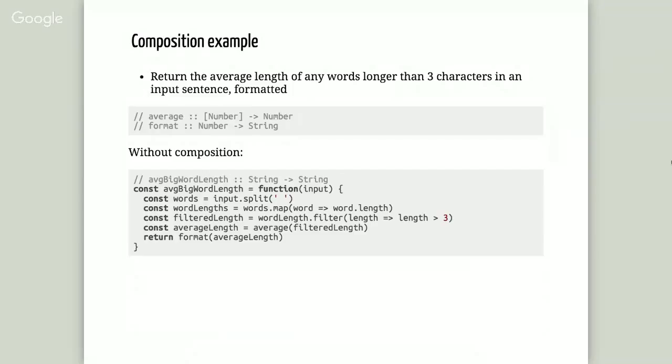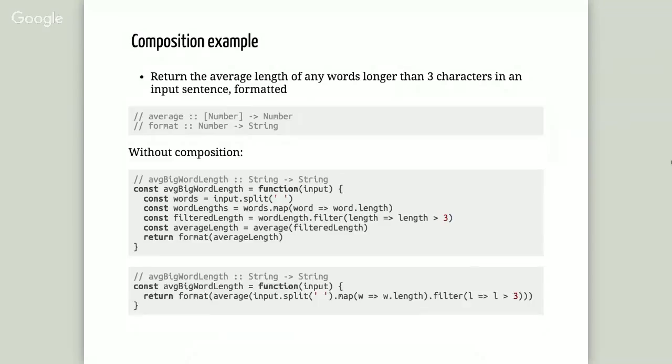We can split the words, map over them to get their length, filter out anything where the length is less than 3, get the average, and return it. That's quite readable code. It's clear what it's doing, but it's a lot of code for quite a simple thing. So we could reduce that down by doing away with the intermediate variables. Here's the same function, but we're doing it all in one line. But I think we can see that the clarity of it probably suffers here.